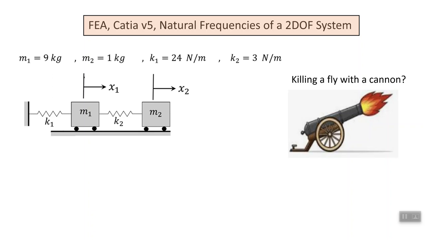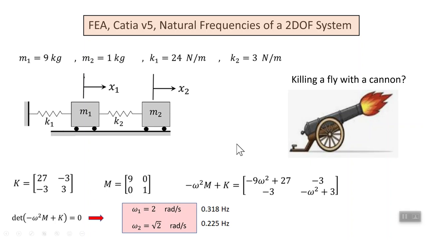That's because Catia's transient response analysis or harmonic response analysis is based on linear dynamics, and that requires the calculation of the natural frequencies in the first place. Okay. So the process is very simple. You can write the equation of motion. The stiffness is right here. The stiffness matrix is here. Mass matrix is there. And you find the infamous characteristic equation and solve for the frequencies, and you get these two natural frequencies.